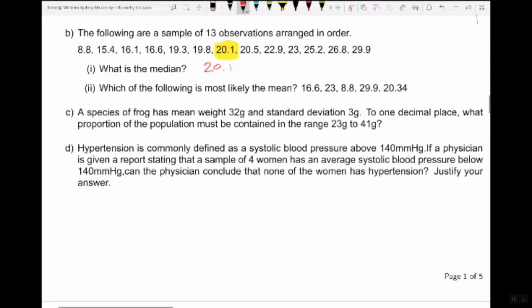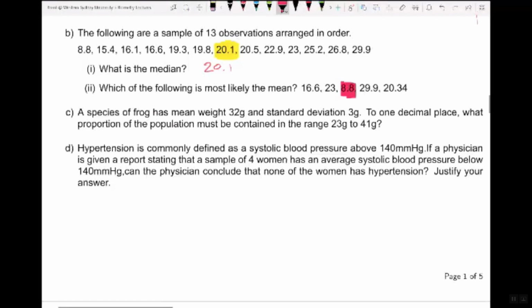Which of the following is most likely the mean? So the mean is very different. Obviously, it's an average number. You need to look at that list of numbers, and usually there's going to be some very obvious incorrect candidates. For instance, I would immediately eliminate 8.8. That stuck out like a sore thumb to me. The smallest value in the set is 8.8. The mean cannot be equal to the smallest value. That's mathematically impossible. Cannot be down there.